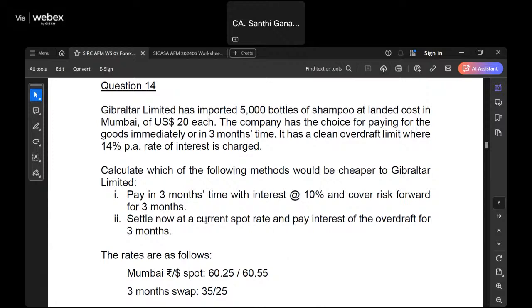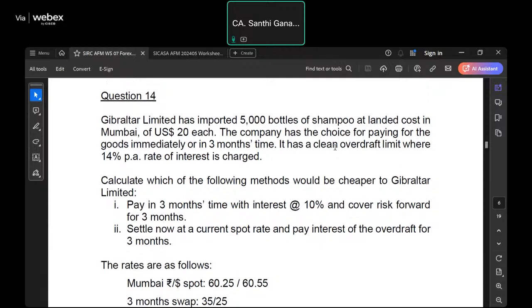Now, the requirement of the question is to calculate which of the following methods would be cheaper to Gibraltar Limited. Pay in 3 months' time with interest at 10% and cover forward for 3 months. Settle now at current spot rate and pay interest of the overdraft for 3 months. So they have imported 5,000 bottles at $20 each.